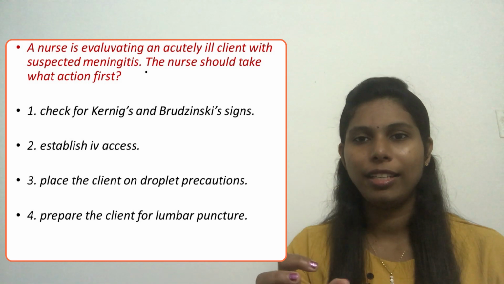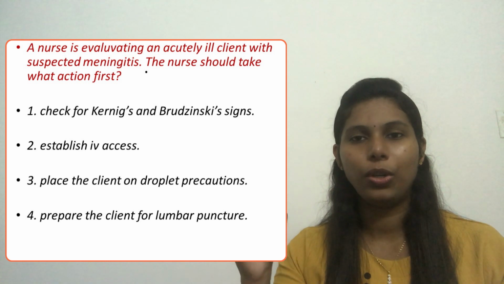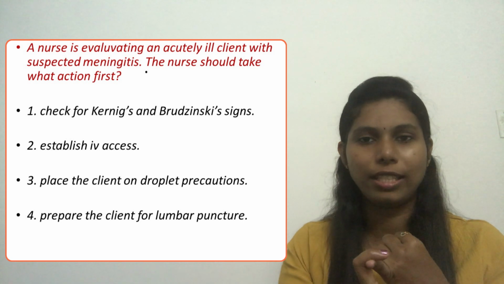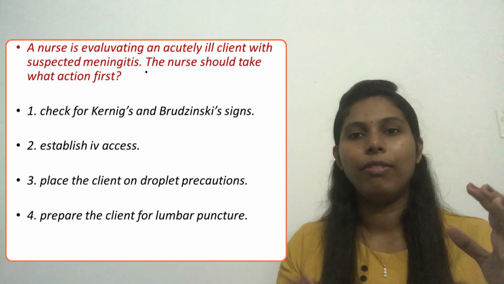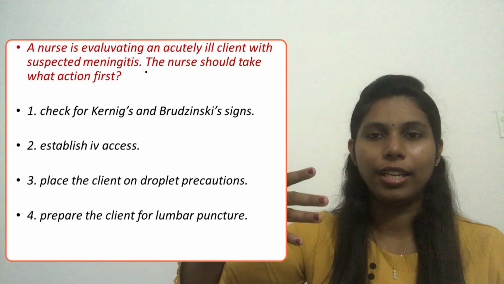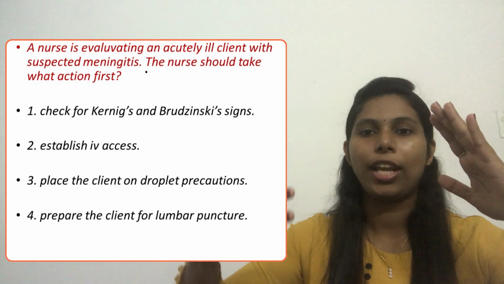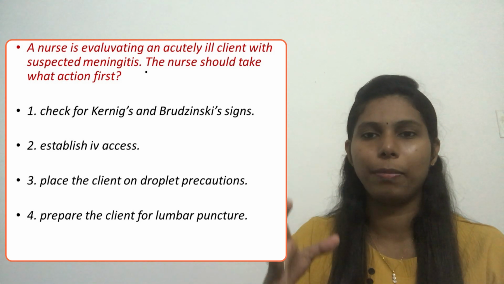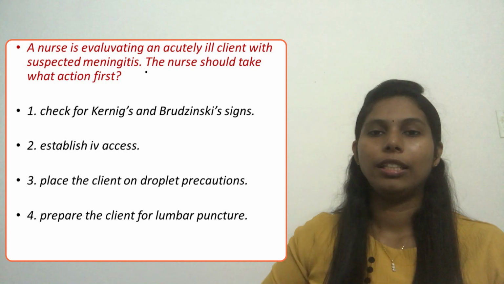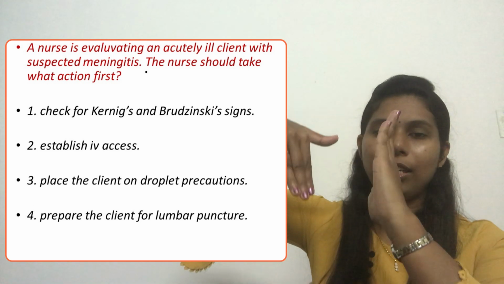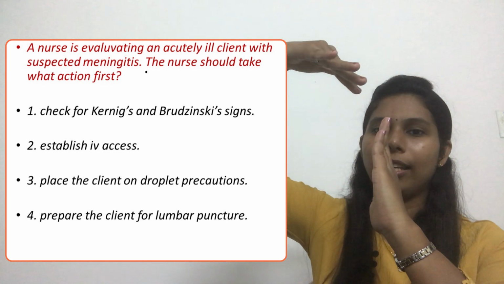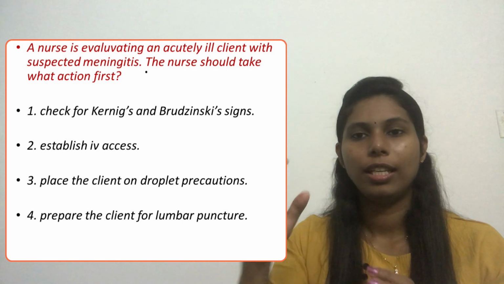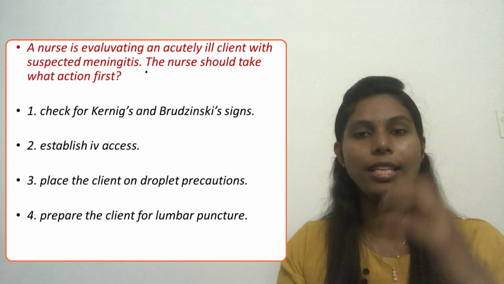We have studied that when a client is diagnosed, during the examination, the doctor will perform Kernig's and Brudzinski's sign. What is that? Kernig's sign means when the thigh is flexed 90 degrees and the examiner tries to make the leg completely straight, it is not possible because of the severe pain. The thigh is flexed 90 degrees, and the leg should become straight, but it cannot become straight because the client has meningitis. So that is Kernig's sign.